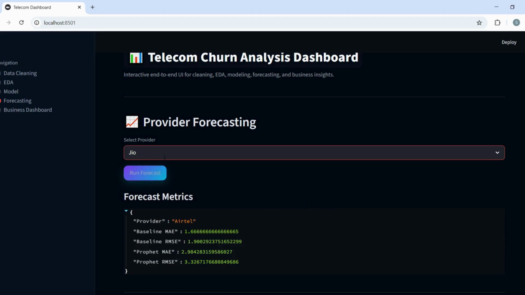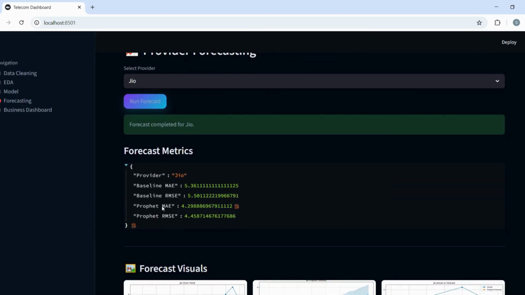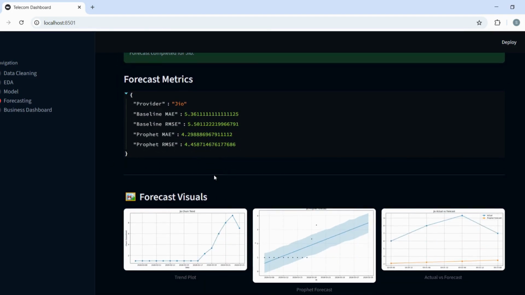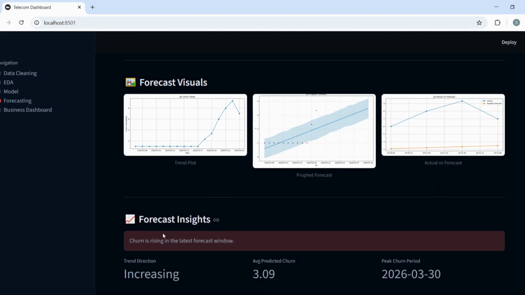Now let's select Jio as the provider and run the forecast. We can see the baseline MAE, baseline RMSE, profit MAE, and profit RMSE. So here two models are used, which are baseline and profit, for the calculation. Here we can see the various plots of Jio, profit, and actual versus forecast graph. We can see the insight that the churn is rising in the latest forecast window and trend direction is increasing, and average predicted churn is 3.09 and peak churn period is given.